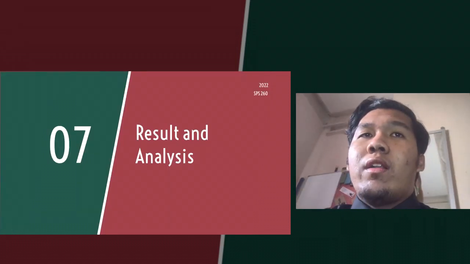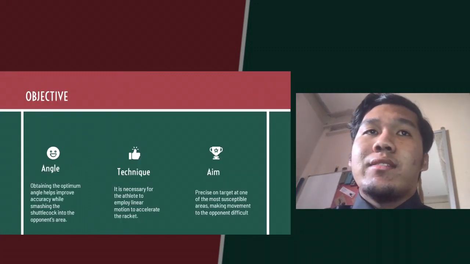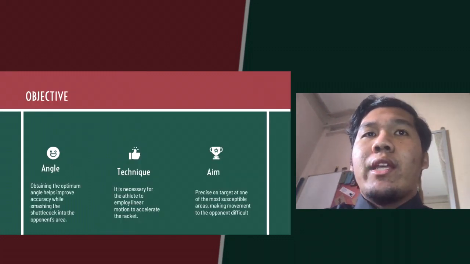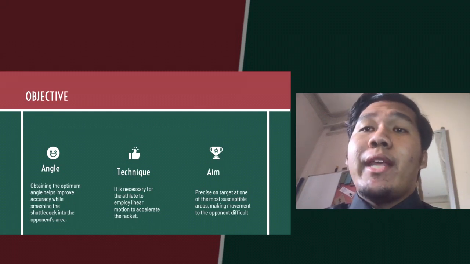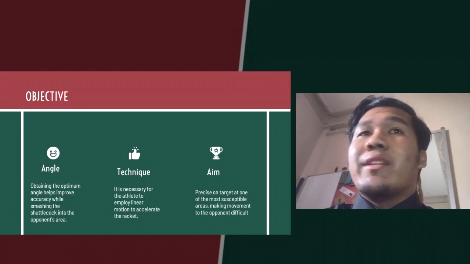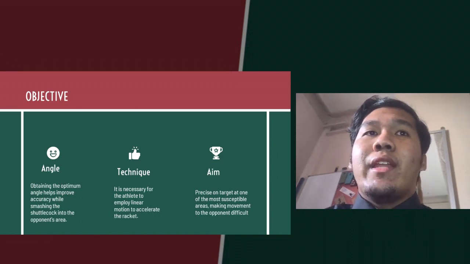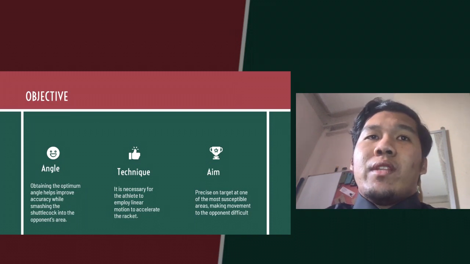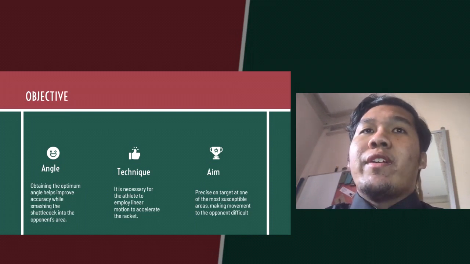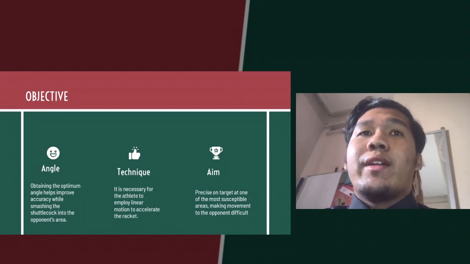After making all the observations, the analysis of the data, motion, movement, and skills such as angles, technique, and aim in penetration may explain many elements. The first consideration is the angle. Choosing the best angle improves accuracy while smashing the badminton into the opponent's zone. This is because they will have a variable influence on the athlete if they execute at the correct angle.